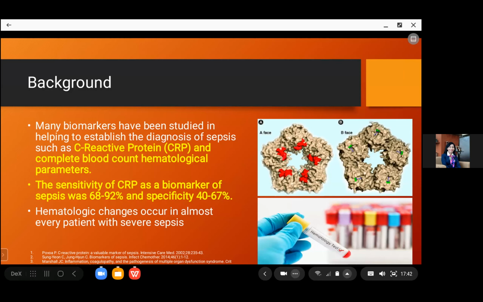Many biomarkers have been studied in helping to establish the diagnosis of sepsis, such as C-reactive protein, or CRP, and hematology parameters. The sensitivity of CRP as a biomarker of sepsis was 68 to 92%, and the specificity is 40 to 67%. And hematology changes occur in almost every patient with severe sepsis.